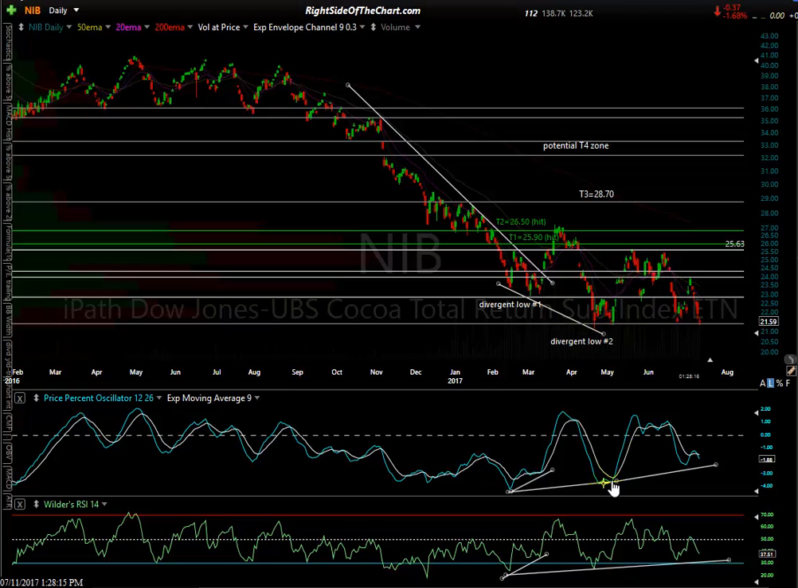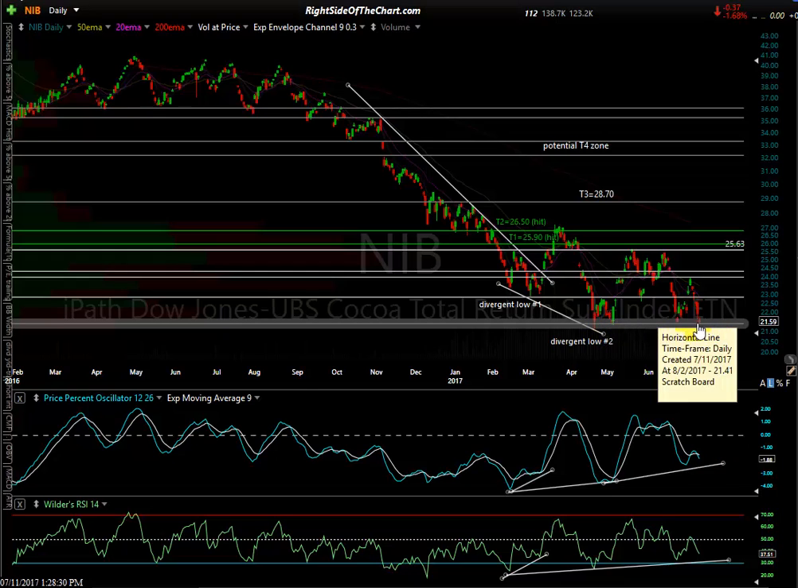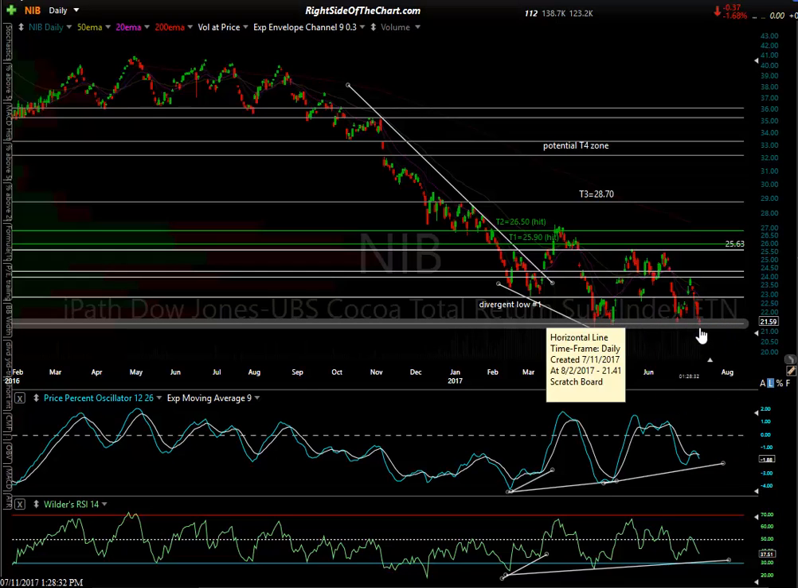You can see it down on the RSI and the PPO. We have another potential divergent low. Now, the PPO is pointed lower. It just made a bearish cross. It's heading lower. So if I had to guess what's going to happen here, I don't think this support level will hold. I think we'll have another washout move in here like we did in coffee.